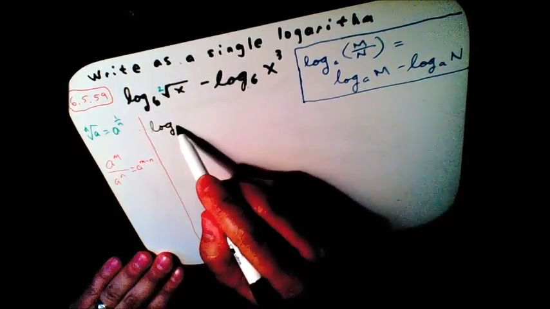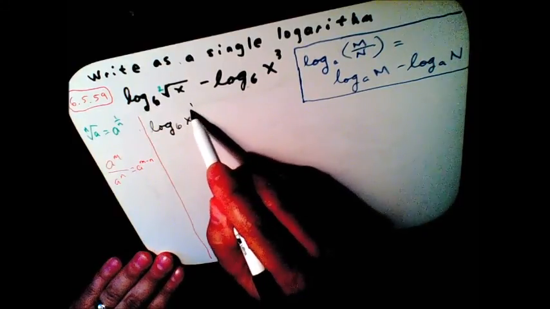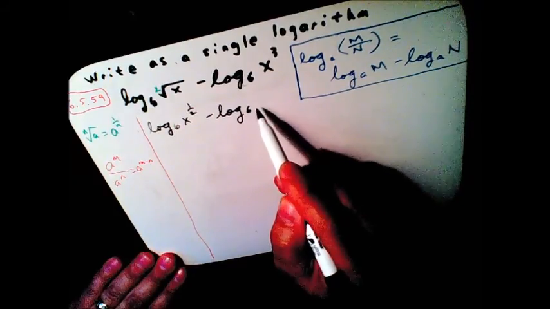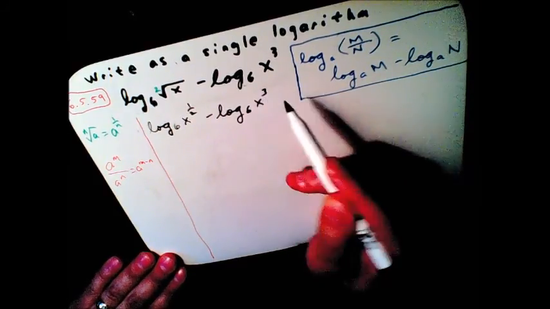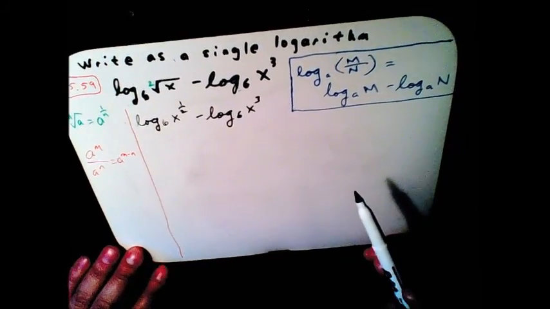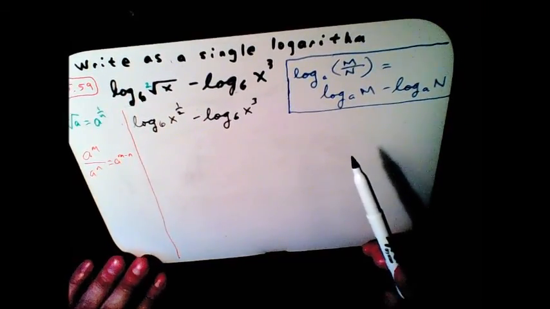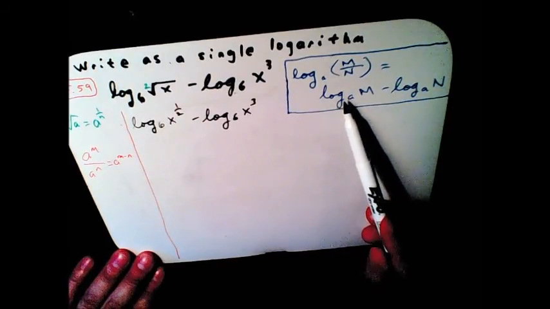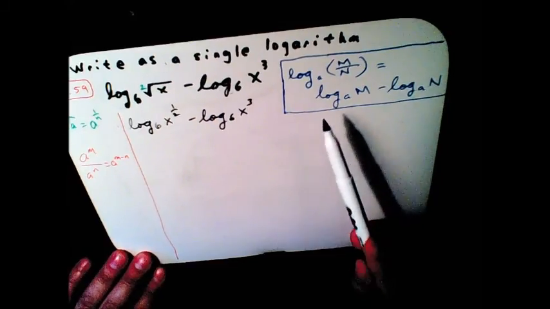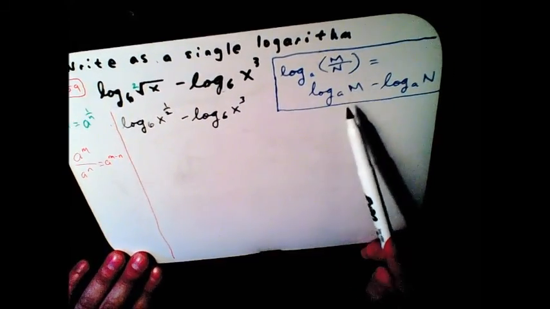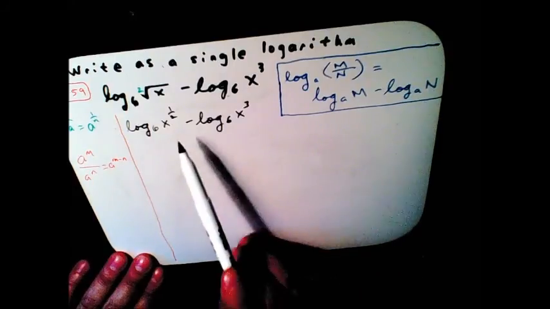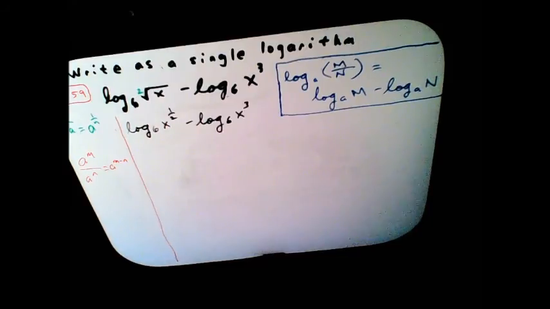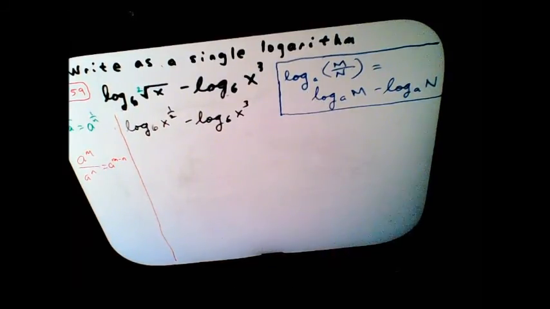Log base 6 of the 1/2 power of x, and from that we're subtracting log base 6 of x cubed. Well, then of course we need to use a property of logarithms. That's what this problem's about. How well do we know these properties of logarithms? Like this one right here, which says that the log of a quotient is the difference of logs. Well, that's what we have, a difference of logs, and so we will be able to write that as a log of a quotient, a single logarithm.